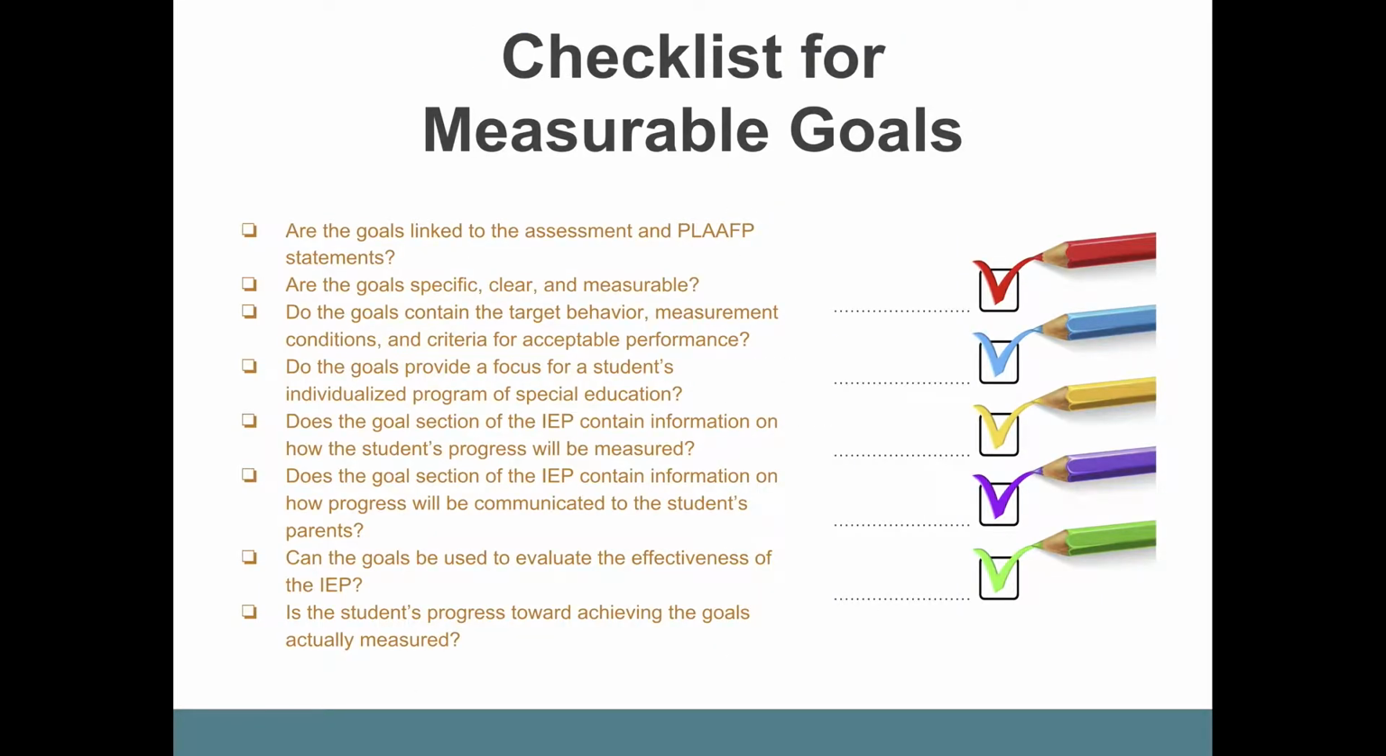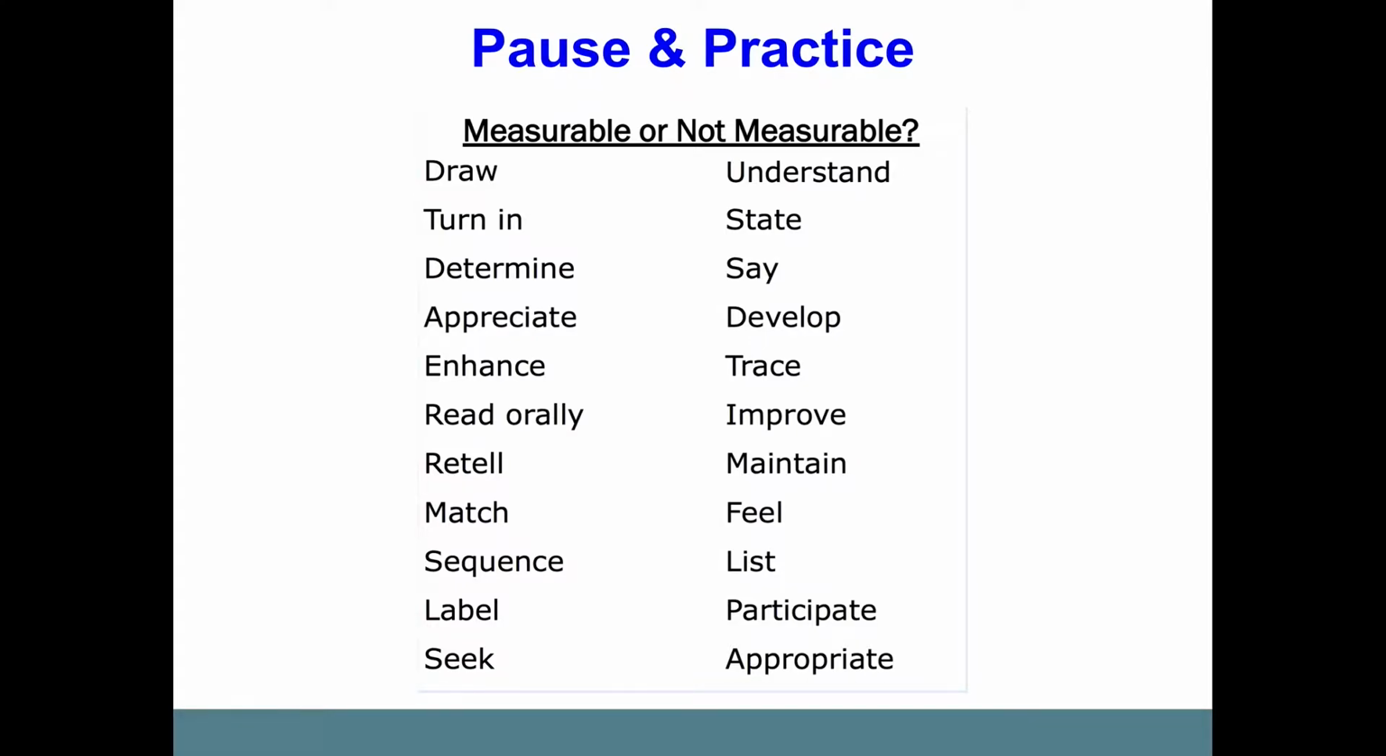So look through your checklist, and I think there are some examples of measurable goals in your book, so you might want to sit down with this checklist and then look at those goals, and then we'll have a couple more examples in the next slides. So have a quick pause and practice activity here. Just look through these and think through each of these words. Do you think using a word such as draw is measurable or not measurable? What about understand or feel? So read through each of these words and note whether you think it's measurable or not measurable, and then we'll talk about those on the next slide.